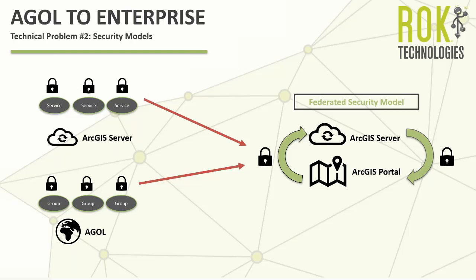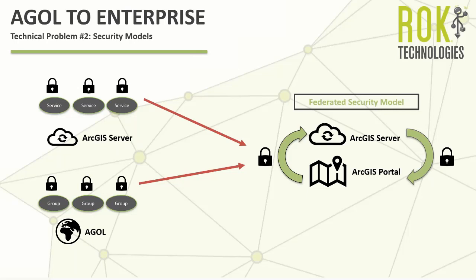So again, I created these diagrams so that hopefully you can visually see the challenge here. If you have one security model in ArcGIS Server and you have one security model in AGOL, and then you try to move to a federated security model with ArcGIS Server and Portal, if those groups and roles and permissions at ArcGIS Server, at your service level, and at the AGOL level don't really relate to each other, it's really hard to make that into one consistent security model. So that's the second big technical challenge we see.